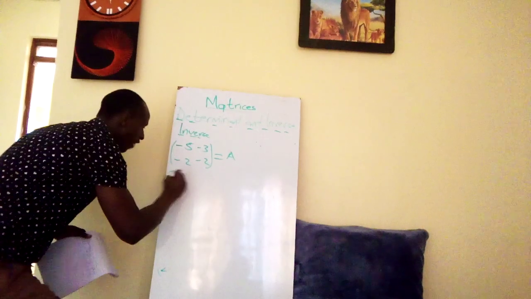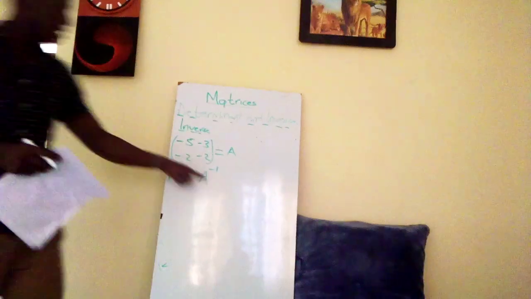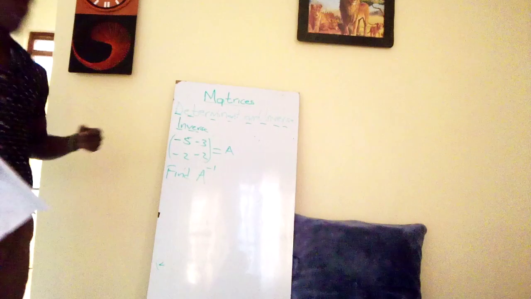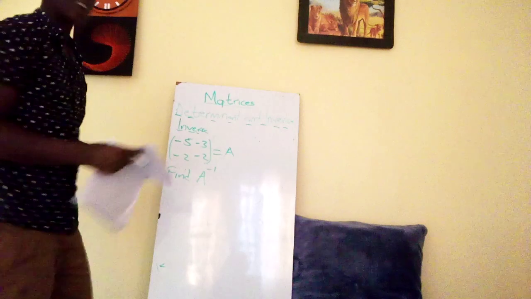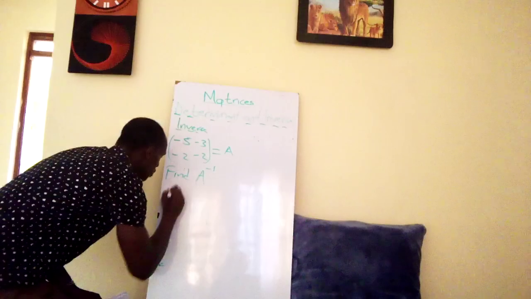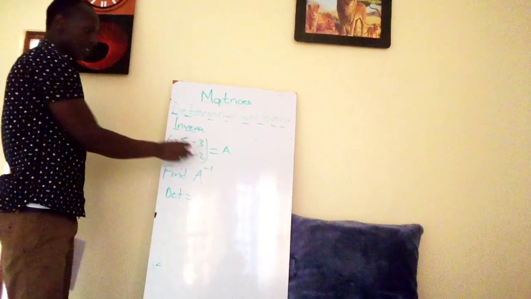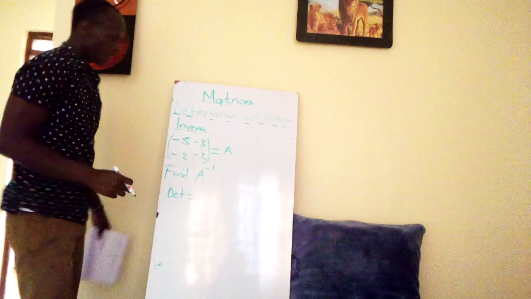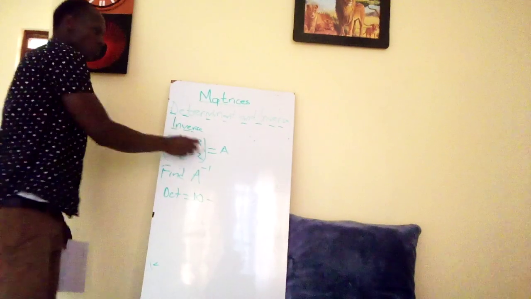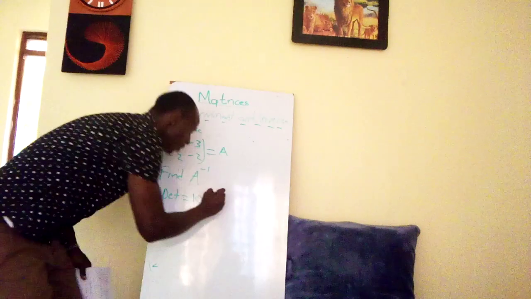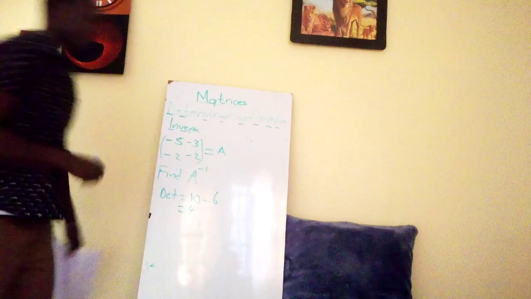Then you are told, find A to the power negative 1. A to the power negative 1 means the inverse of A. In short, they're asking you to get the inverse of A. So to get the inverse, you have to start with the determinant first. The determinant will be equal to the product of the leading diagonal, negative 5 times negative 2, that should give you 10, minus negative 2 times negative 3, that should give you 6. When you subtract, you get 4.